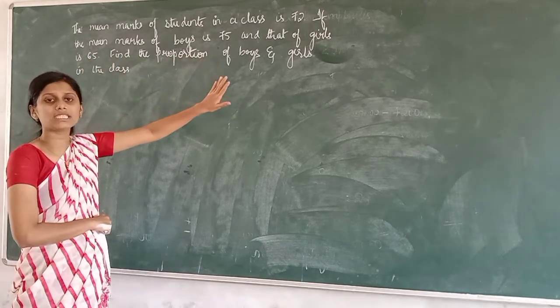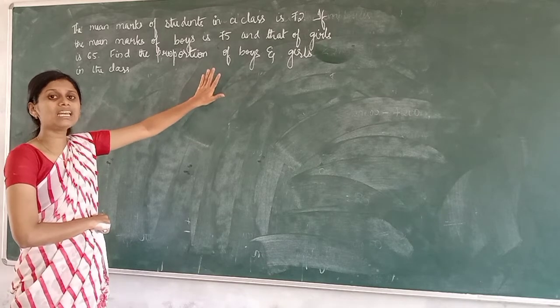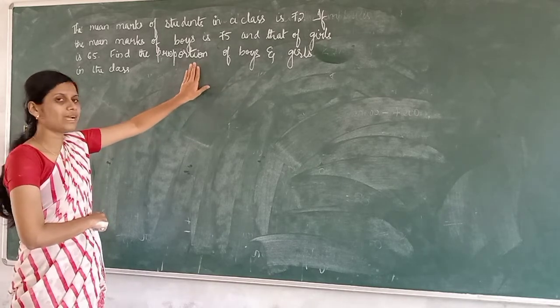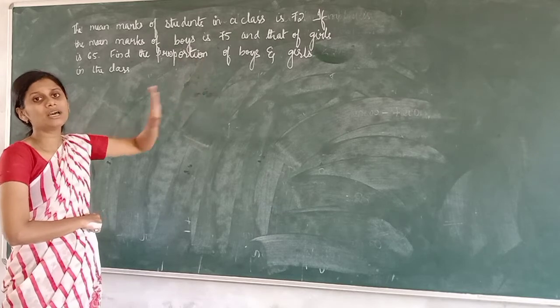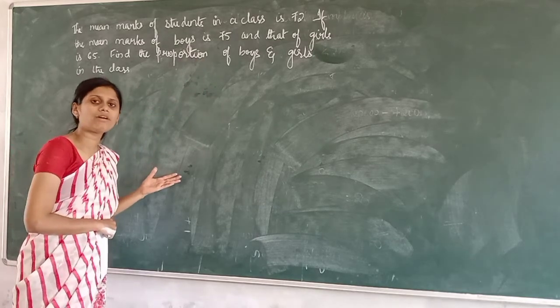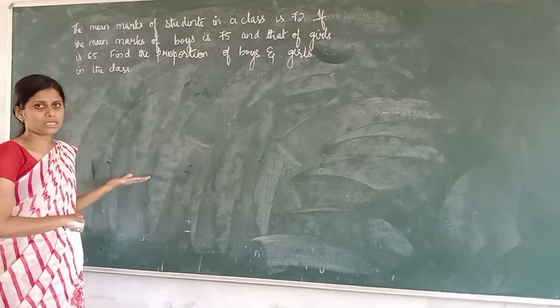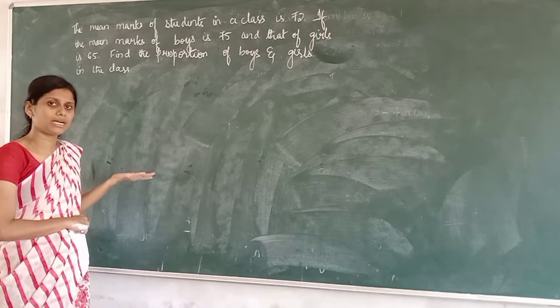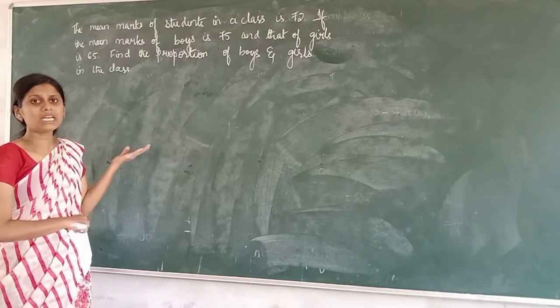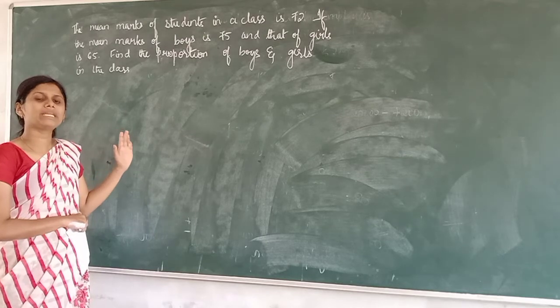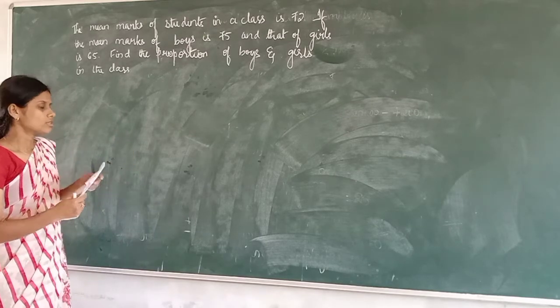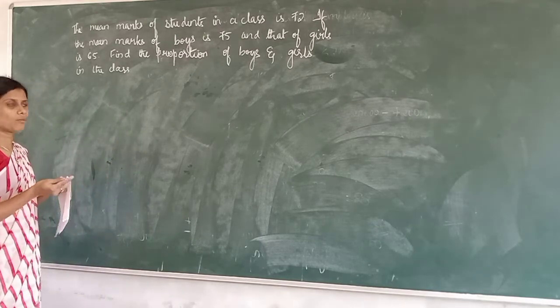Here we are not asked for percentage. We have to say it in proportion. So we have to find out the number of boys and girls in proportion. In the previous problem we found the number in percentage, that means N1 plus N2 is equal to 100. But here we have to present it in proportion, so we are going to keep N1 and N2 as they are. So let us see how to solve this problem.